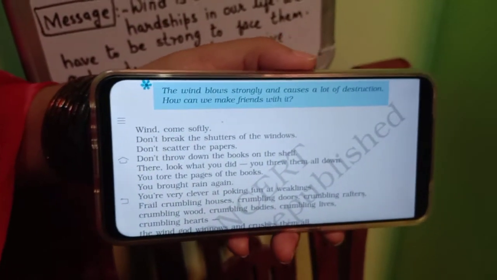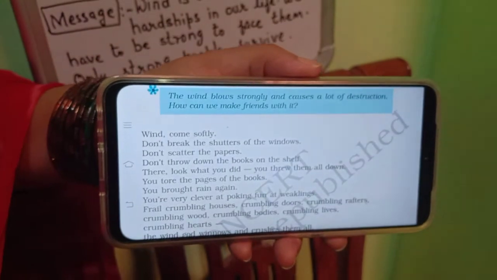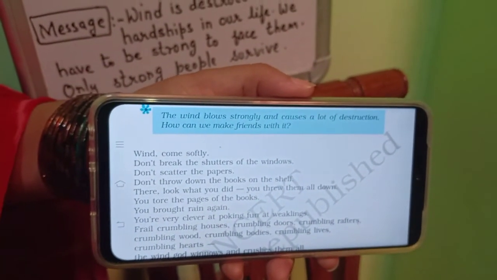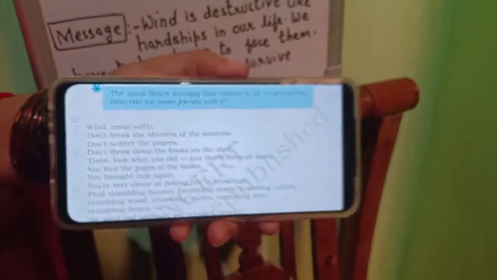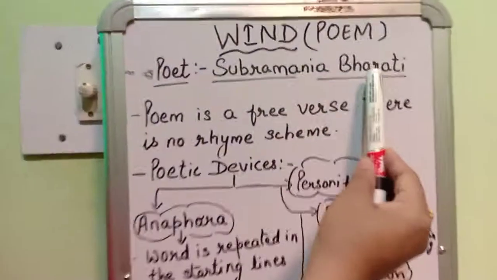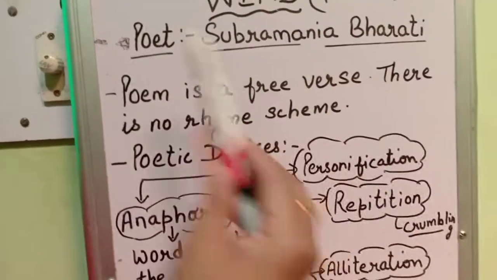So here is the text of the poem which is already sent by me to you. While watching my video, please keep the text with you. I am going to read the lines of the poem and then I will discuss the poem with you. Okay students, the poem is Wind by Subramanya Bharati, an Indian poet.